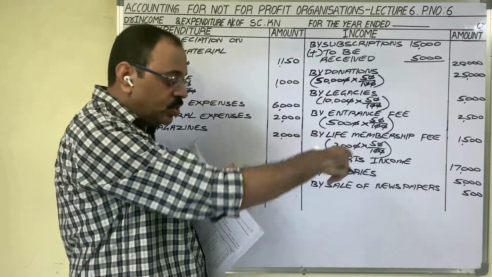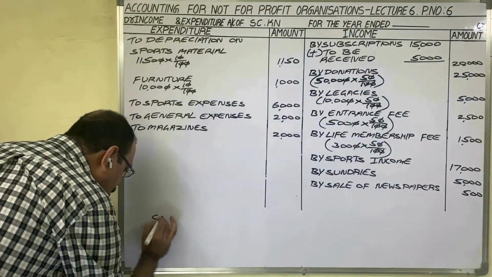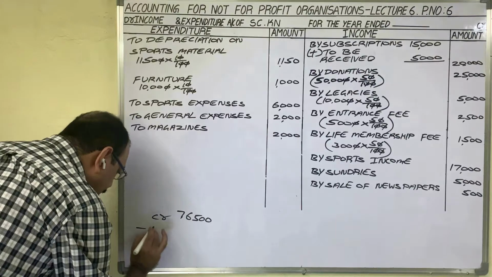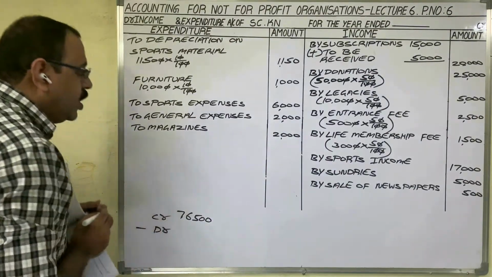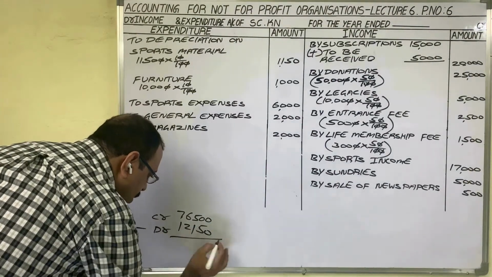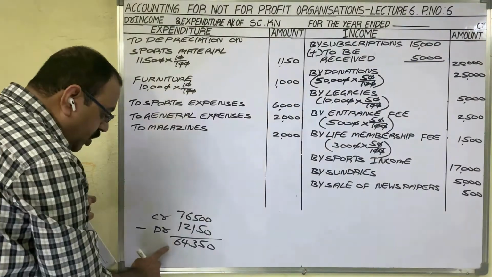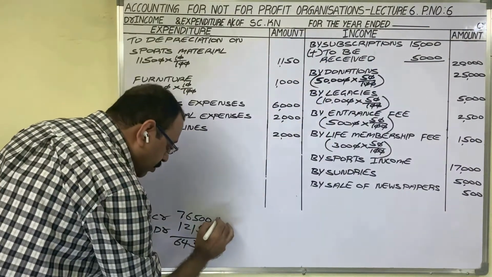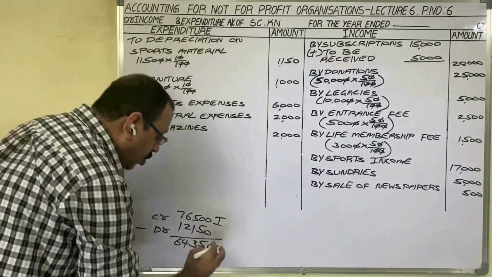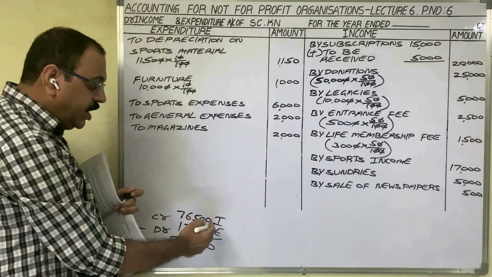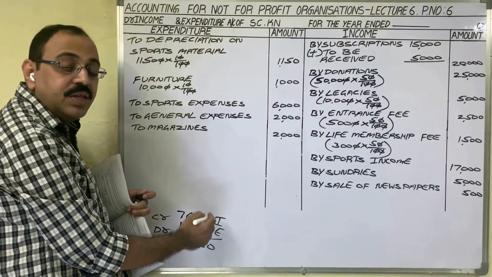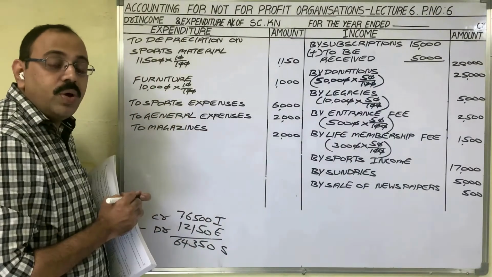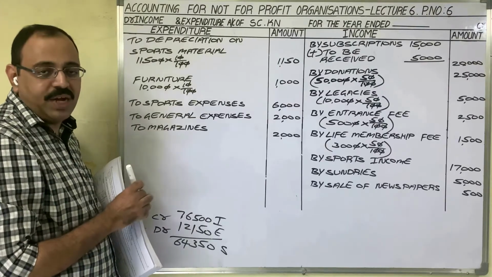Credit total is more. So in rough notes, credit total you have to find. 76,500 minus debits total 12,000 rupees. Difference is 64,350. Credit side we wrote incomes. Debit side we wrote expenses. Income is more than expenditure. Therefore, this difference is known as surplus. So, excess of income over expenditure.